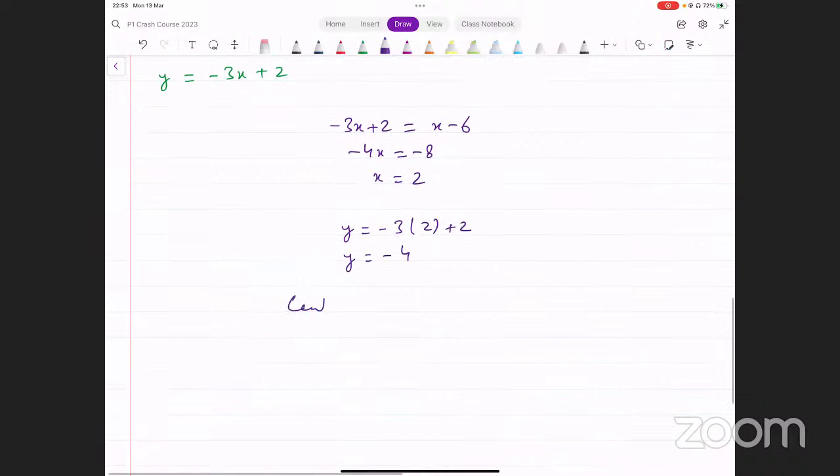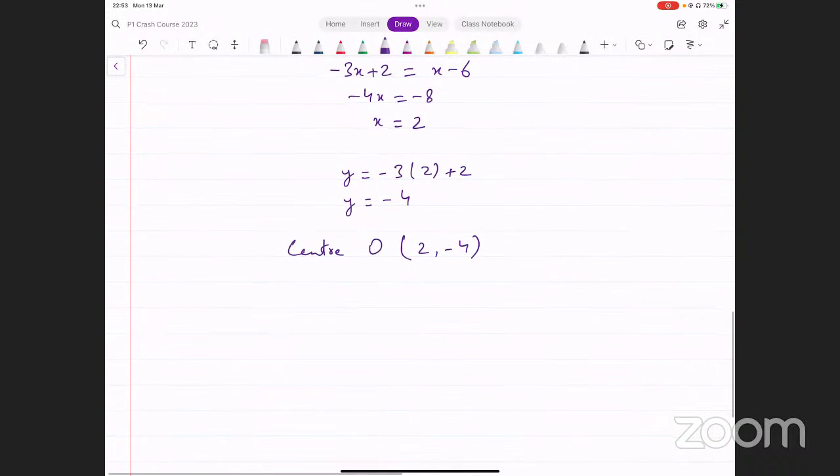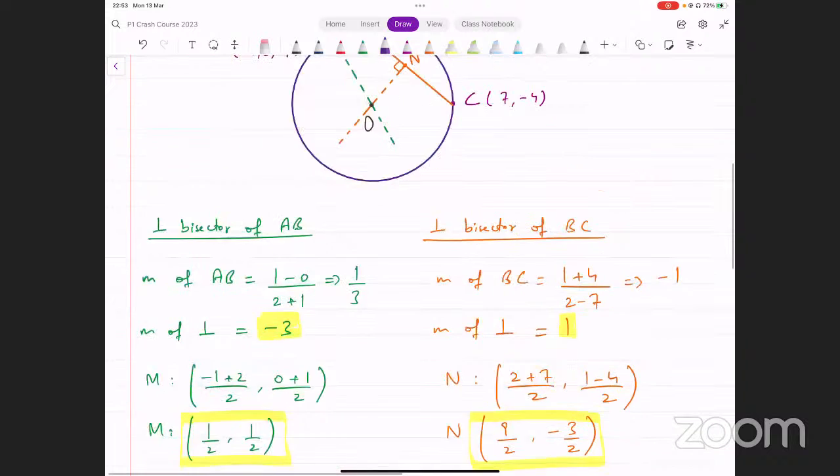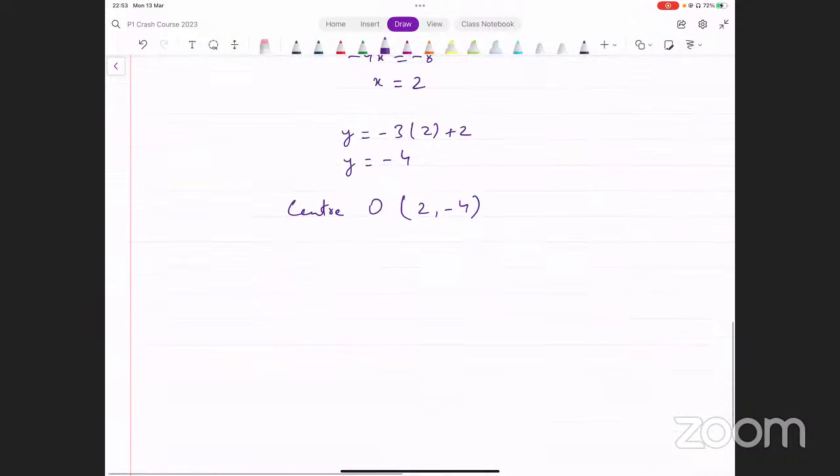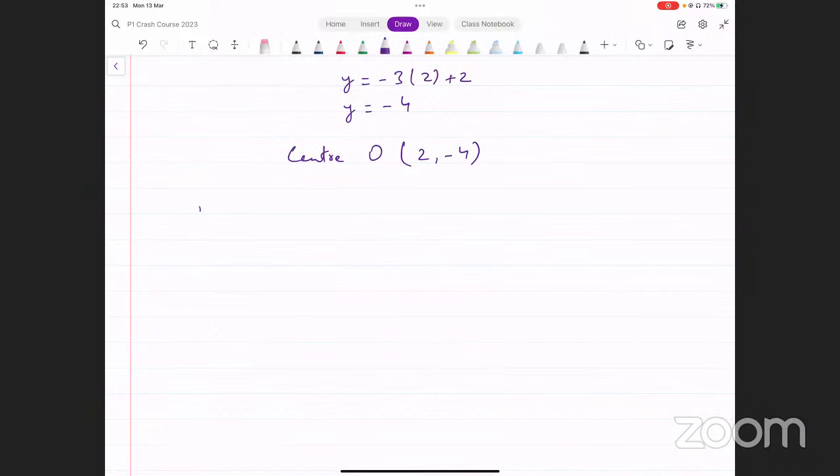The center's coordinates, therefore, are, it's called the center O. We called this O earlier. The center's coordinates are 2 and minus 4, and that's what we were looking for. These are the coordinates of the center of the circle. Once we have the center, we can take any one of these points, A, B, C, and find the distance of the center from that point. So radius could be OA, OB, OC. You could try any one of those three.